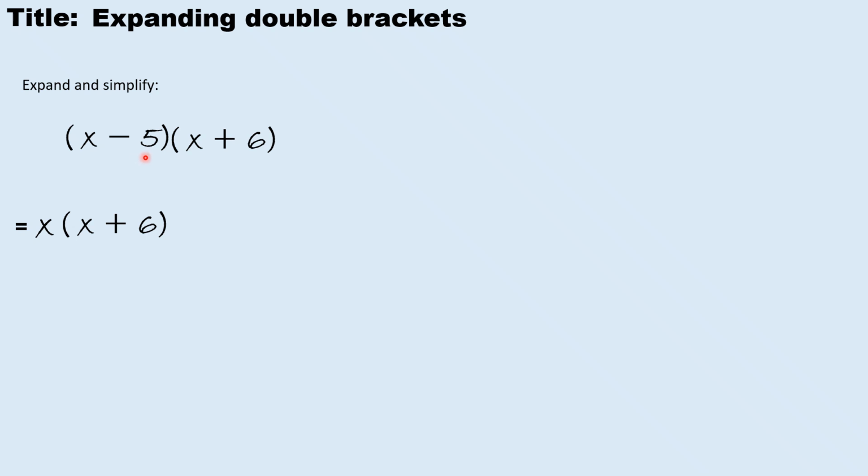Also, our minus 5 should multiply everything in the second bracket. So here we go, minus 5 multiplying everything in the second bracket. Now we can expand these single brackets. Remember, you can always watch this video here if you're finding it difficult to expand single brackets. Okay, let's start.